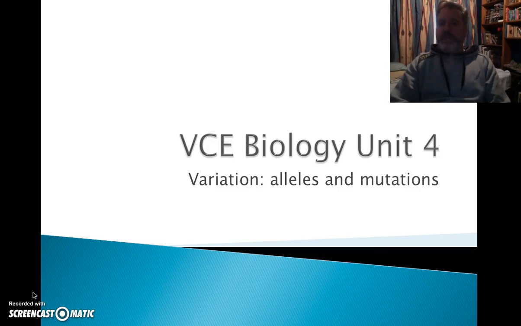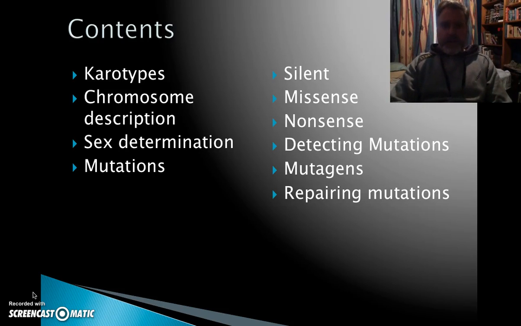Variation, alleles, and mutations. So, looking at karyotypes, describing chromosomes, determining sex, and then how mutations occur. We're going to talk about silent, missense and nonsense, how we might detect those, what mutations might occur, and how do we go about repairing mutation.